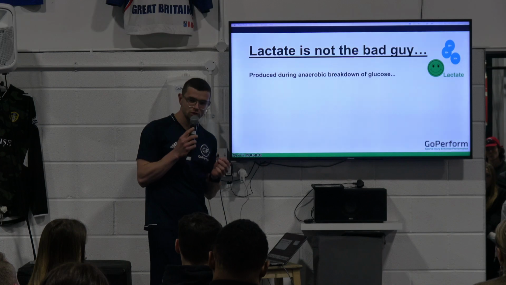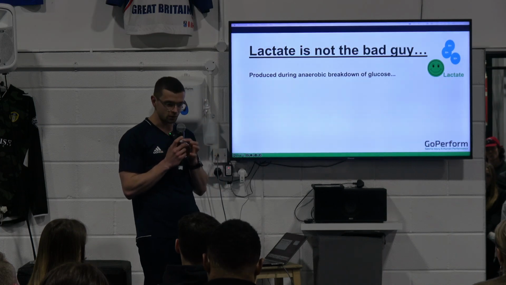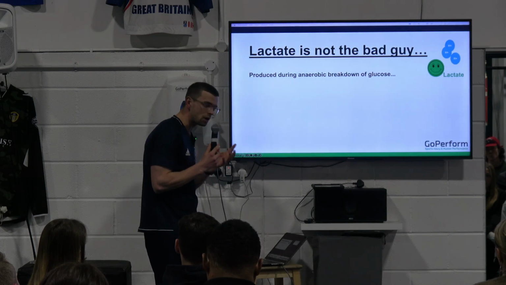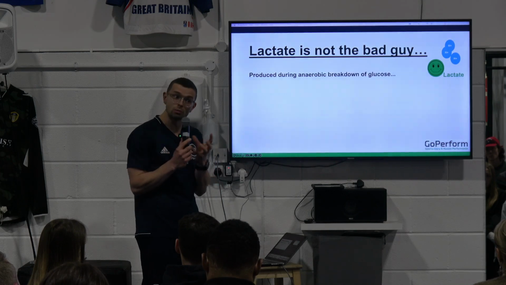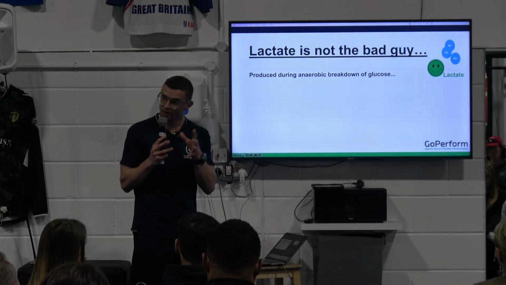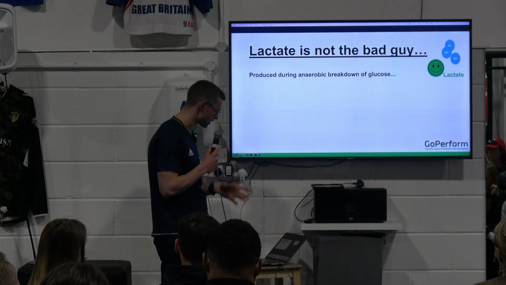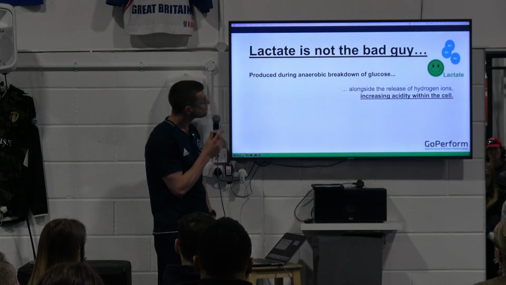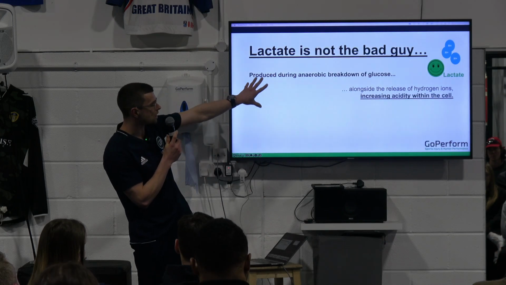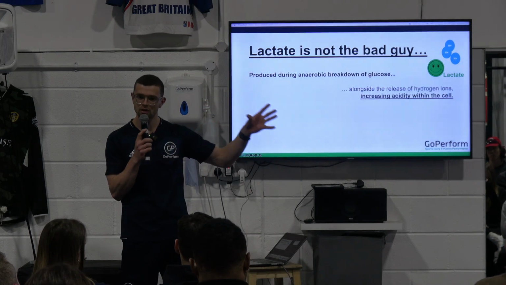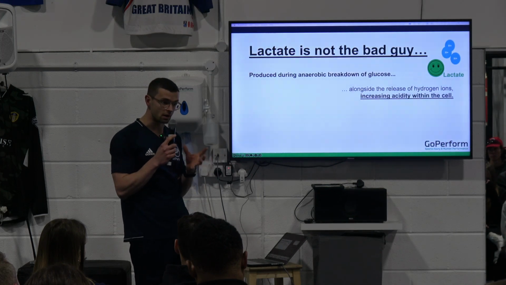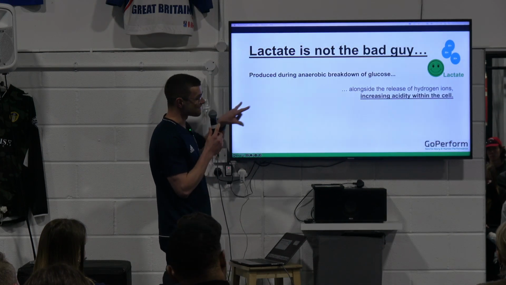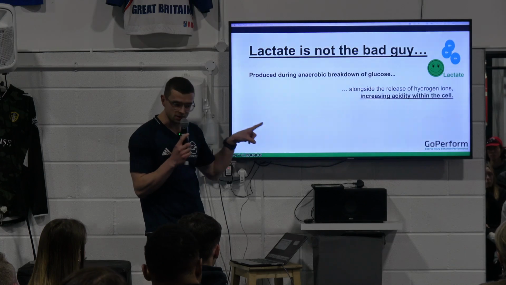So it's produced during anaerobic breakdown of glucose. So aerobically, your body breaks down carbohydrates, it doesn't produce lactate. When you break it down without much oxygen, anaerobically, you do produce some lactate, okay? But the main thing we're looking at here is another thing. So those little blue things in the corner, that is hydrogen. Hydrogen ions are also released at the same time when you break down that glucose anaerobically. And that is what creates that acidity within the cell.